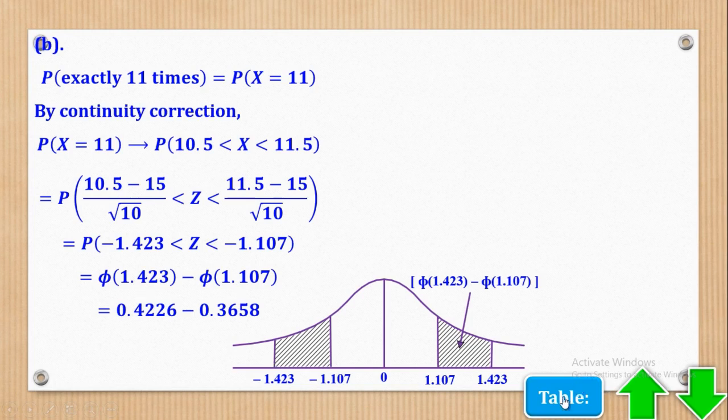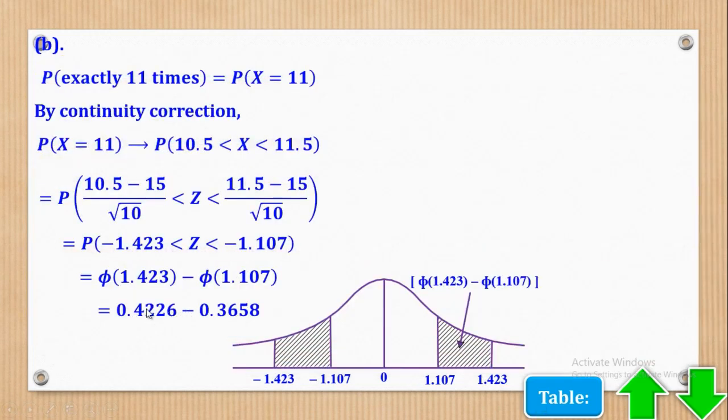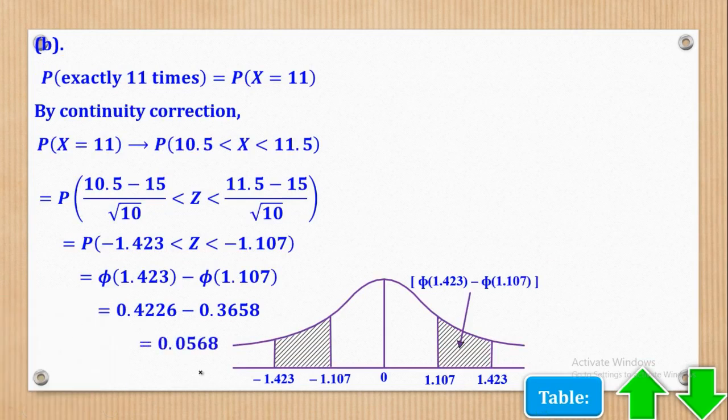So still on your cumulative normal distribution table, you'll come and look for 1.4, which is there, then go and look for 2, which is there, then along the same line look for 3, which is there. Therefore, you are going to add this and this. Remember, they have to be 4 decimal places, so it will become 0.4226. So that is where this is coming from. Therefore, when I subtract, I'll be able to come up with 0.0568.